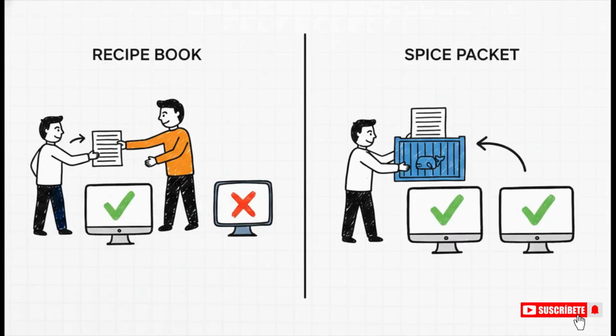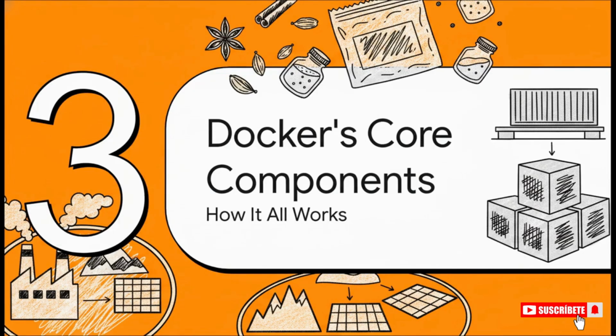And that right there is the big idea. Giving someone just your code is like handing them the recipe book. The results are going to be inconsistent. But packaging your code with its entire environment, all the right libraries, all the right versions, that's the spice packet. That's why we say Docker is the spice packet for your software. It guarantees the same result every time, no matter whose machine it's on. Okay, so we get the why now, right? Docker is the magic spice packet that ensures consistency. But what's actually in that packet?